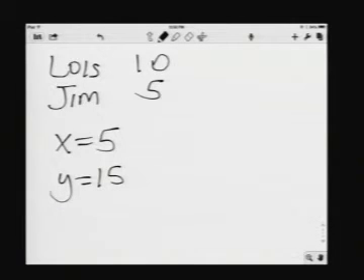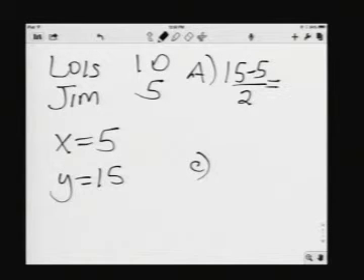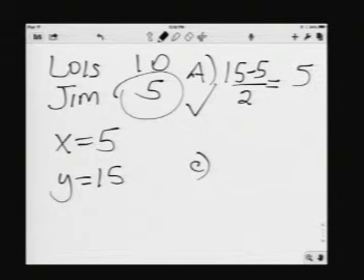So now we go back to those 2 choices, A and C. Only one of them should work this time. A says Y minus X divided by 2, so that's going to be 15 minus 5 divided by 2, so that's 10 divided by 2, which is 5, which matches our answer for Jim. So A still works.